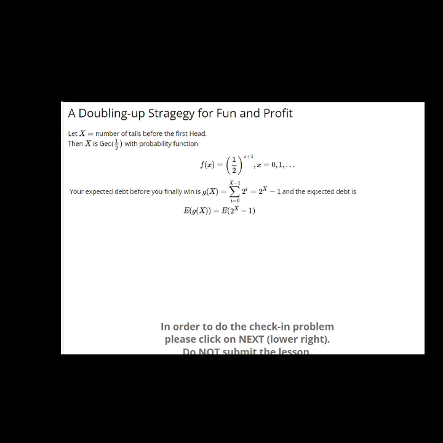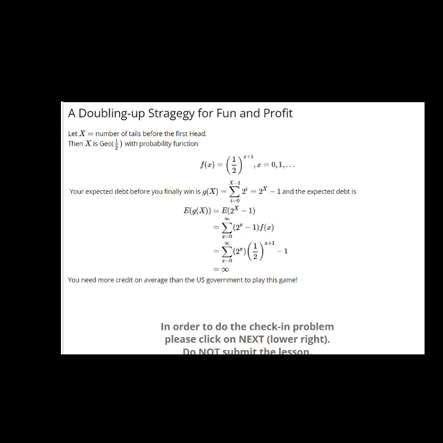The expected debt is the expected value of that quantity, the expected value of 2 to the x minus 1. And if we try and evaluate that by summing up the values of 2 to the x minus 1 times the probability function, what we discover is that the series we obtain is a divergent series. Indeed, we're adding up the constant 1/2 an infinite number of times, and then subtracting 1. The answer is infinity. This is the expected credit you would require in order to play this game.